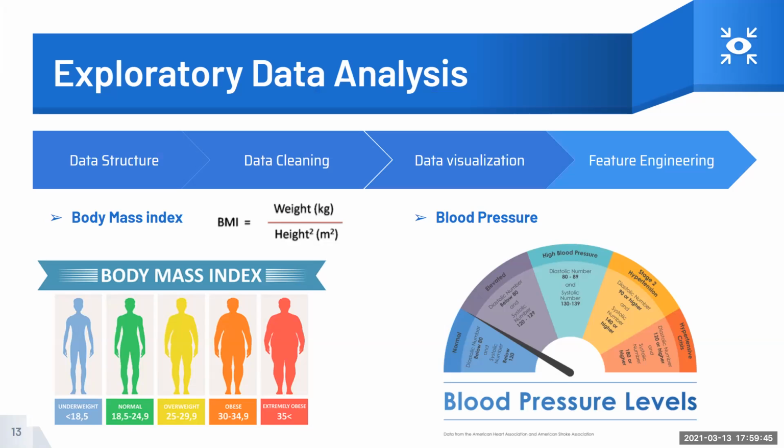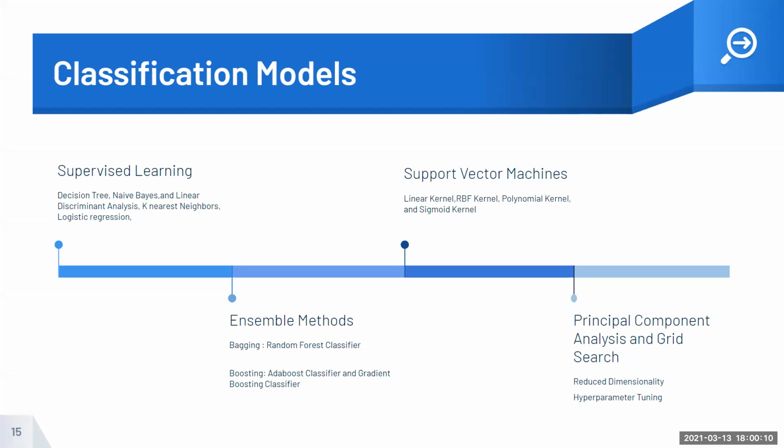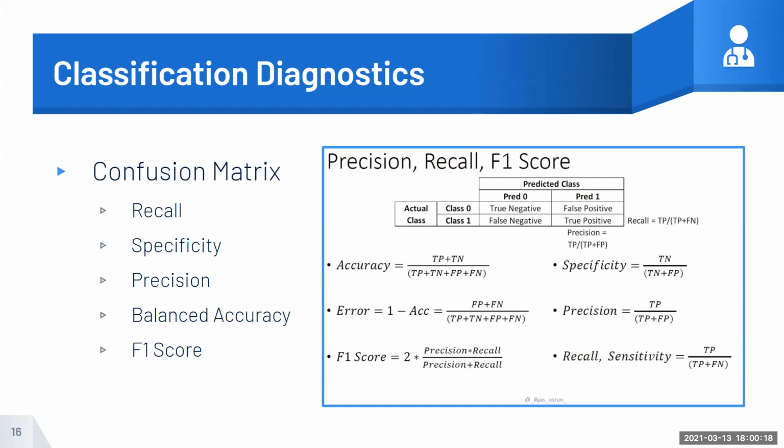Then within feature engineering, we were also able to create body mass index, which uses weight divided by height, and blood pressure. Before using any models, we split our data into training, validation, and testing datasets. And we compared different supervised learning models, classification and ensemble methods, support vector machines, and principal component analysis using grid search. In addition, we also used principal component analysis to extract 95% of the variance in the data to help with reducing the dimensionality.